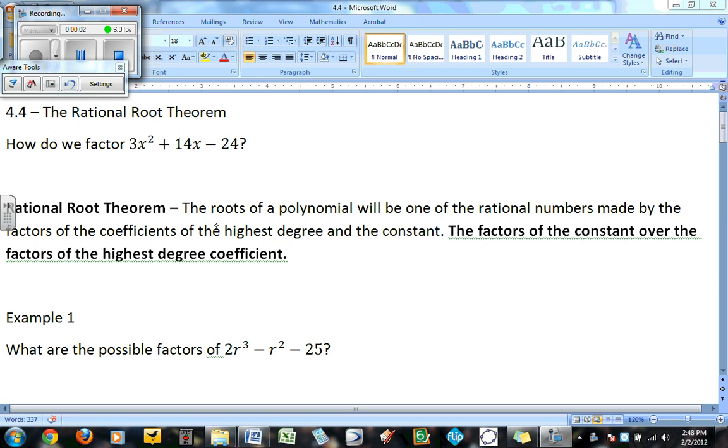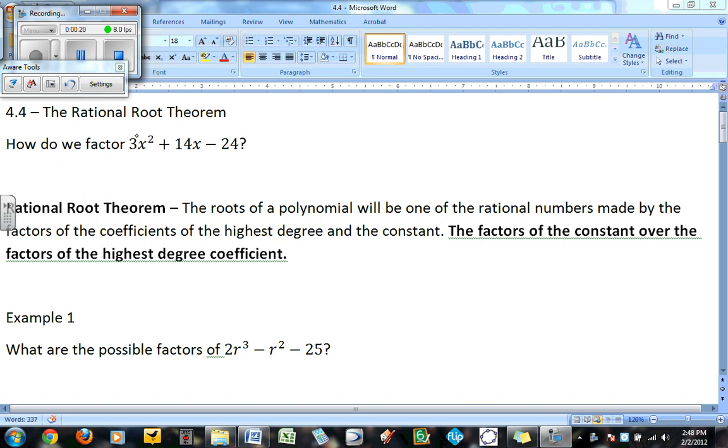Section 4.4 is the rational root theorem. The rational root theorem will be explained down here below, but let me give you an example of how we're going to use it. Before, we learned how to factor something like this with a coefficient bigger than 1 in front of it, 3x squared plus 14x minus 24.